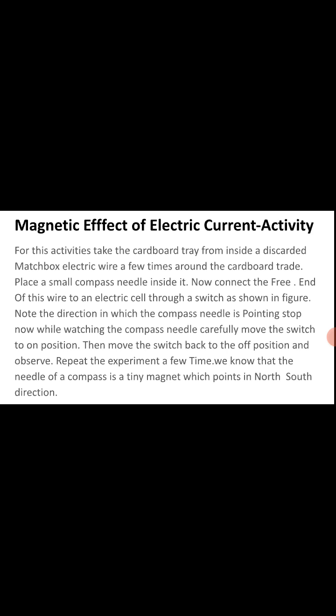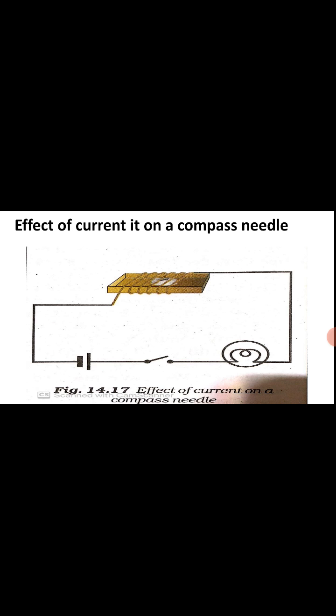Now connect the free end of this wire to an electric cell through a switch, as shown in the figure. Like this we have to make the circuit, and then we will note the direction in which the compass needle is pointing, and then we will bring a bar magnet near the compass needle, and we will see what happens.